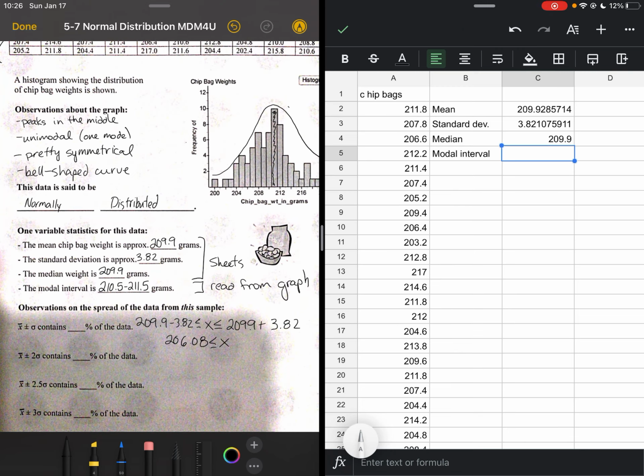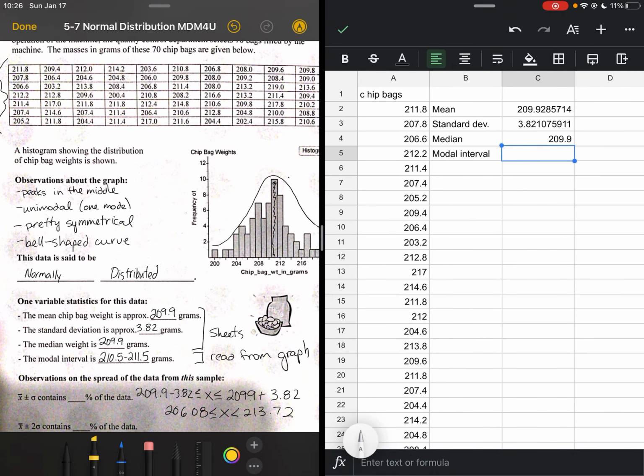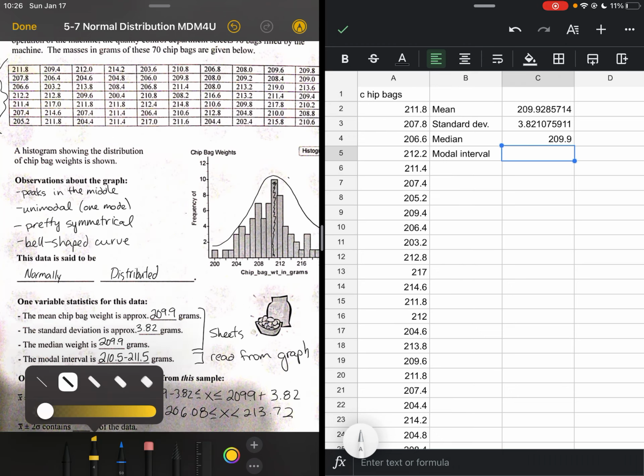Now on the other side, I've got 209.9 plus 3.82. So I've got 213.72. And then what I'm going to go and do is go ahead and highlight the data that is between those values, 206.08 and 213.72. So let's make that a little bit darker, I think, so we can see it.